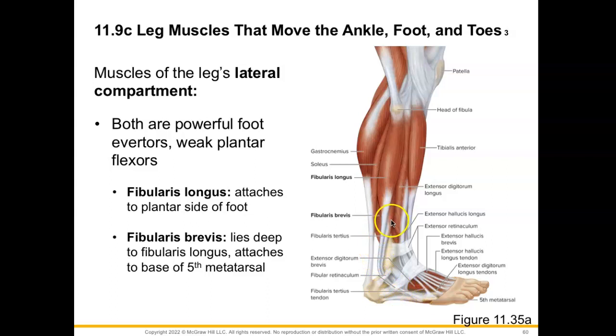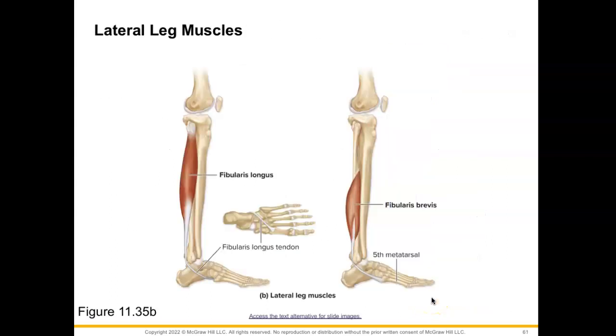Then we have your fibularis brevis that is deep to fibularis longus. And if you follow its tendon, we see that it's going to attach right here at the 5th metatarsal. And here's a nice view of that fibularis tertius. You can follow its tendon and see its insertion on that 5th metatarsal as well.